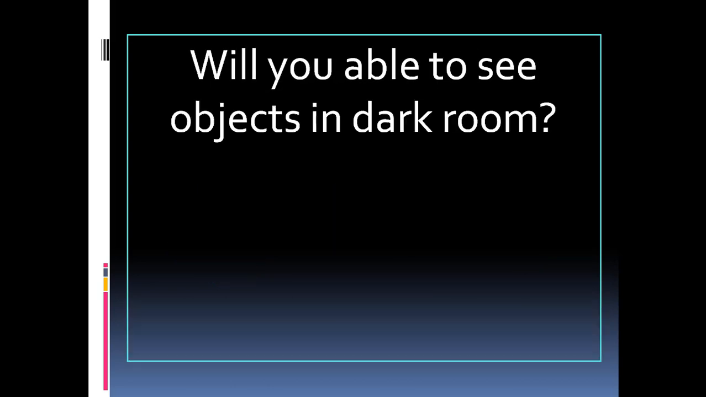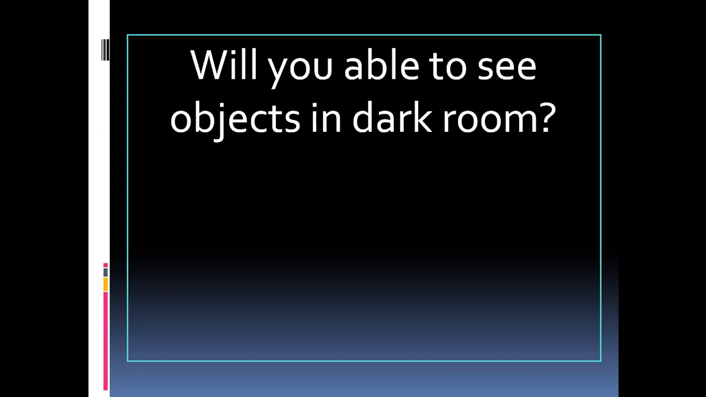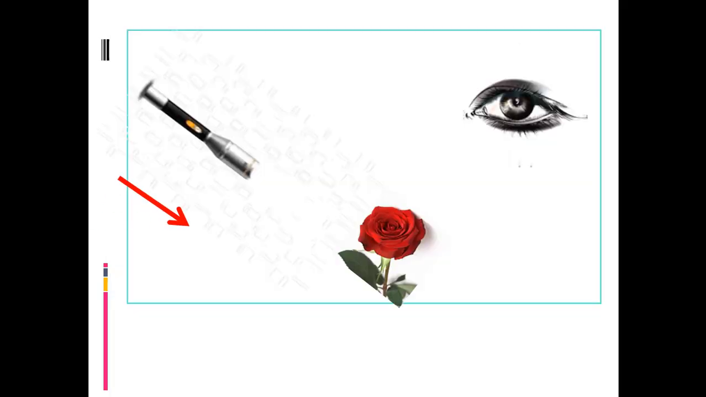Will you be able to see the objects in a dark room? No, you can see the objects only in the presence of light. If the room is dark, there is no light, and then you can't see the objects. The human eye is light sensitive, and look at the example here. When a light source illuminates, light is incident on objects, and then it is reflected and sensed by the human eye. In this way, you can see the objects, and in a dark room, that is in the absence of light, we can't see the objects.